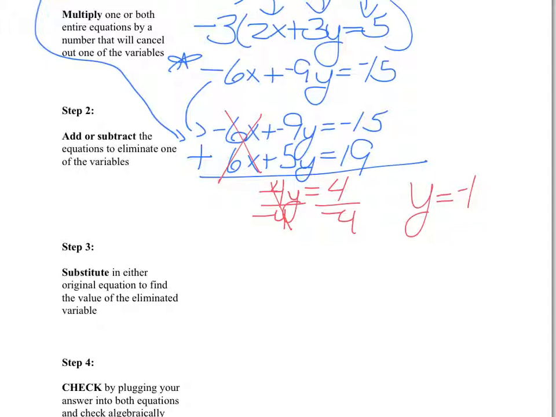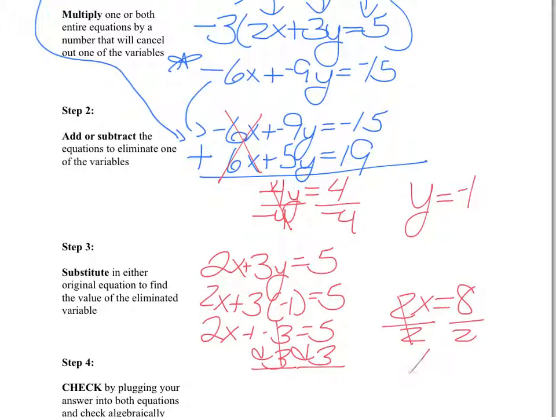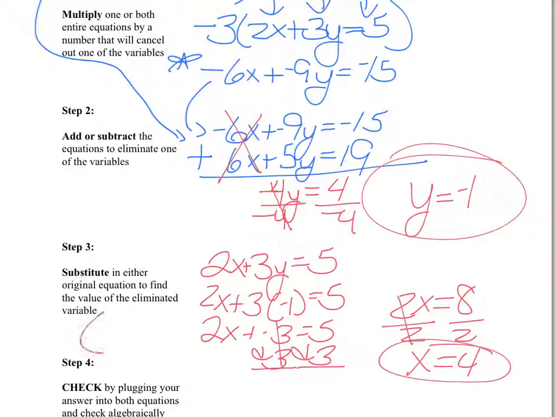I'm going to use the 2x plus 3y equals 5. I'm using this one that has a little bit smaller numbers, might be a little bit easier to work with. So 2x plus 3 times -1 needs to equal 5. 2x plus -3 equals 5. I'm going to add 3 to each side to get my variable by itself. And I end up with 2x equaling 8. Divide each side by 2, and I get x equaling 4. So 4 and -1. Ordered pair.